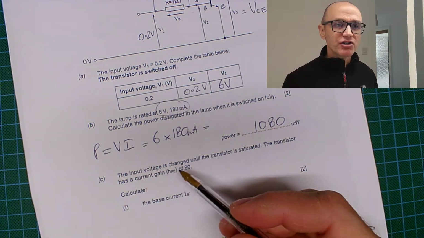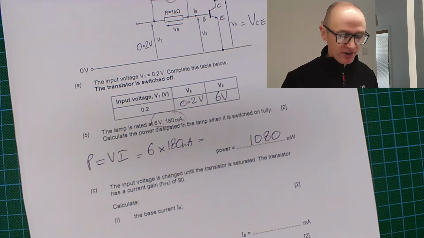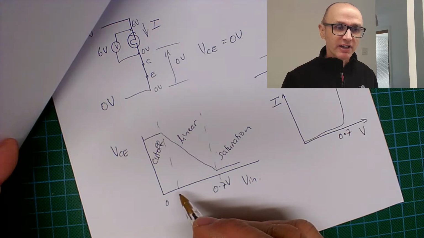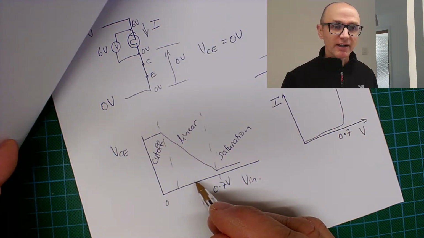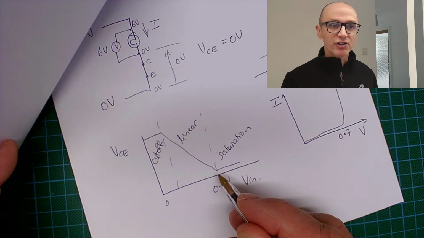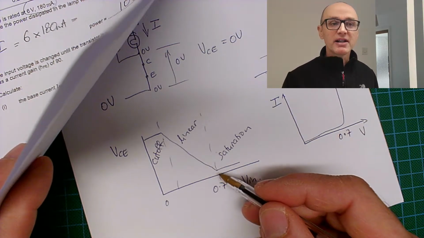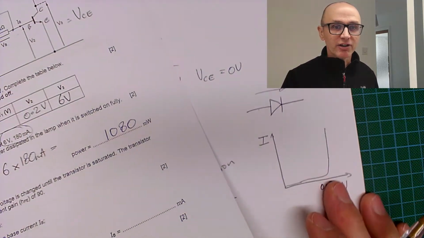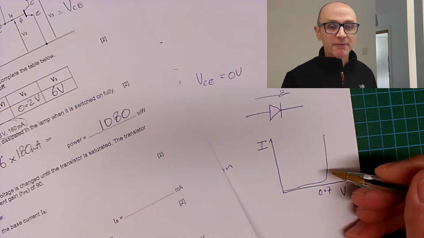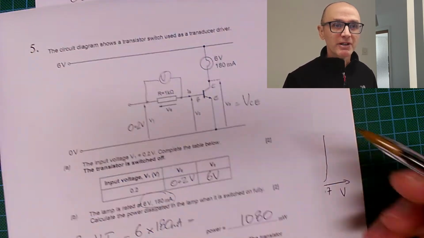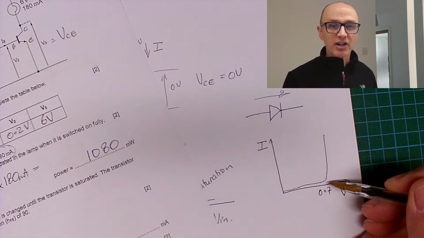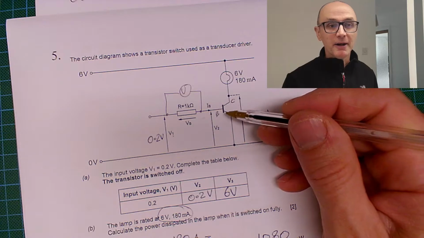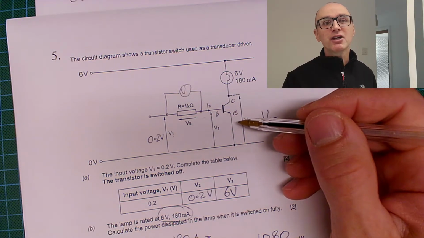The input voltage is changed until the transistor is saturated. So what they're saying here is that we're increasing the voltage like this until we reach saturation. Now you could carry on increasing the input voltage, but once you do, the voltage across the base emitter junction pretty much stays at about 0.7 volts. It will increase a little bit, but it will pretty much stay across the base emitter at 0.7 volts.